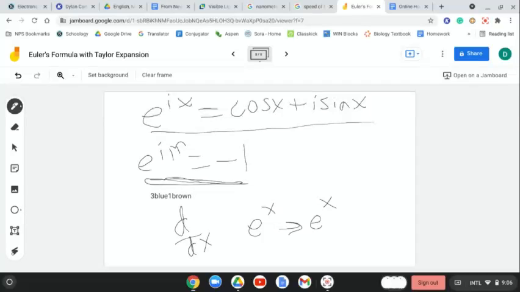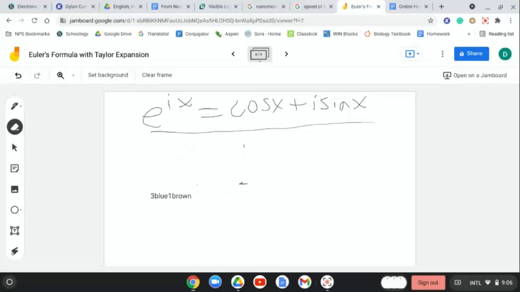All right, so now that we got that out of the way, we're going to prove this formula using Taylor expansion. And how are we going to do that? We are going to write the Taylor expansion for e to the x, cosine of x, and sine of x. That's what I'm going to do first. So I'm going to delete this for now.